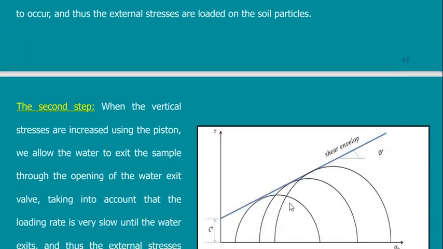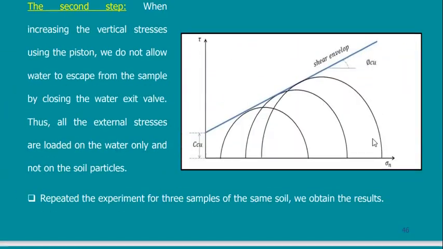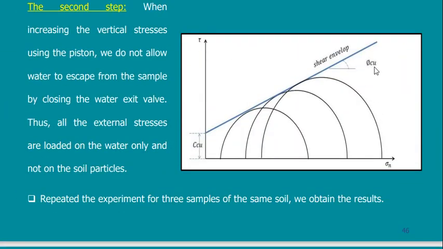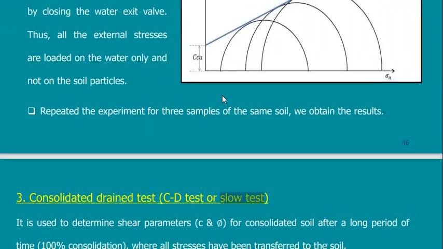But the difference will be in what? The difference will be in this. This is called phi dash, and this is called phi consolidated undrained. The value will be different. Which one do I expect to be more? Of course, this phi will be more. Why will it be more? And this C will be more than this C.